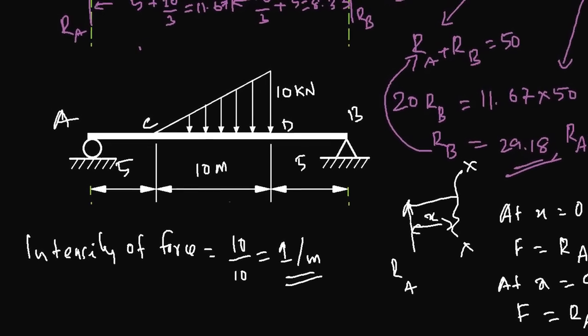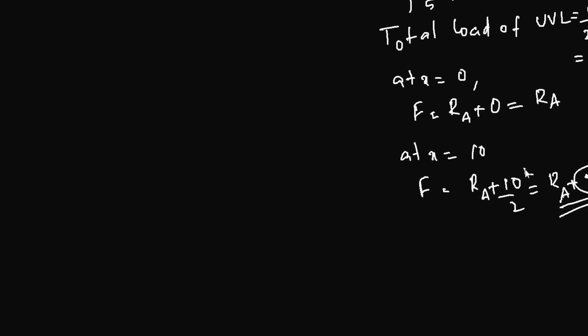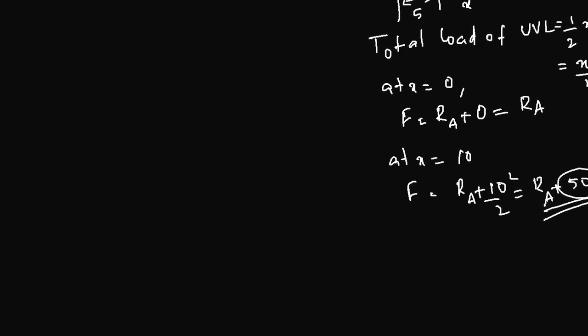But because the force varies based on a square law, whenever there is a variation based on a square law, that cannot be drawn as a straight line. It will be a curve.